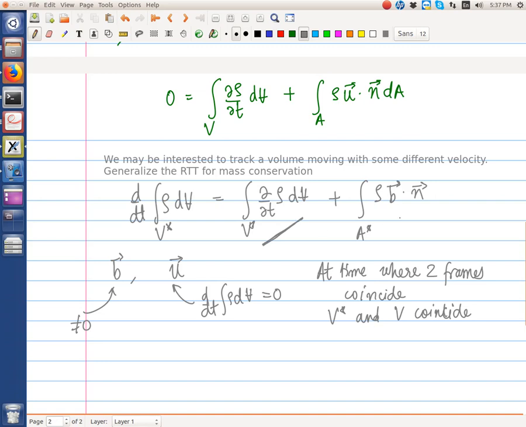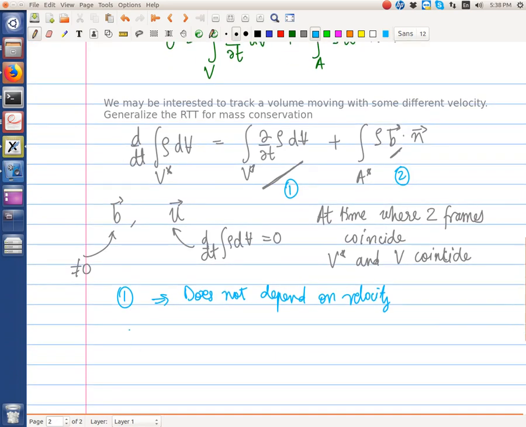does not depend on the velocity. If I call this term 1 and this term 2, term 1 does not depend on velocity. It only depends on the local rate of change of rho, so it is independent of the frame. Thus, when the two frames coincide, the integral over V star of del rho/del t dV is equal to the integral over V in both the frames.